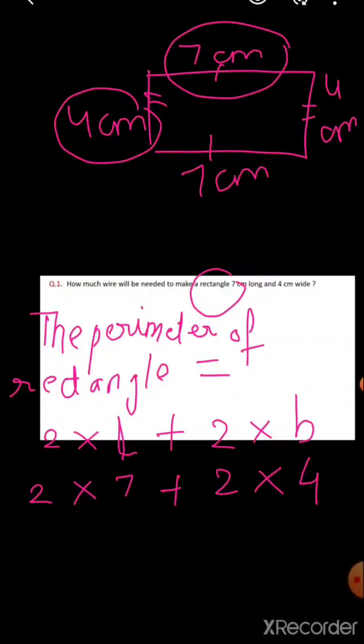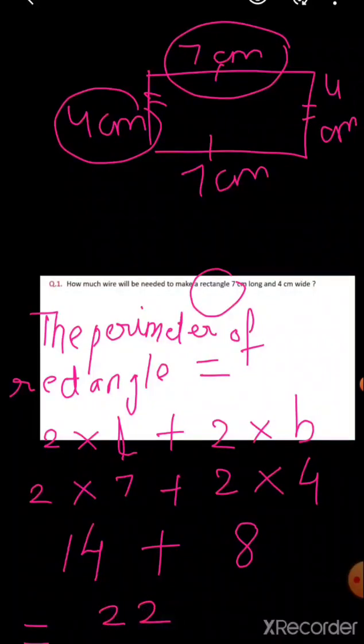Now 2 multiplied by 7: 2 7s are 14, plus 2 4s are 8. Now we will add 14 and 8. 14 plus 8 is equal to 22 centimeter. So the perimeter of the rectangle is 22 centimeter.